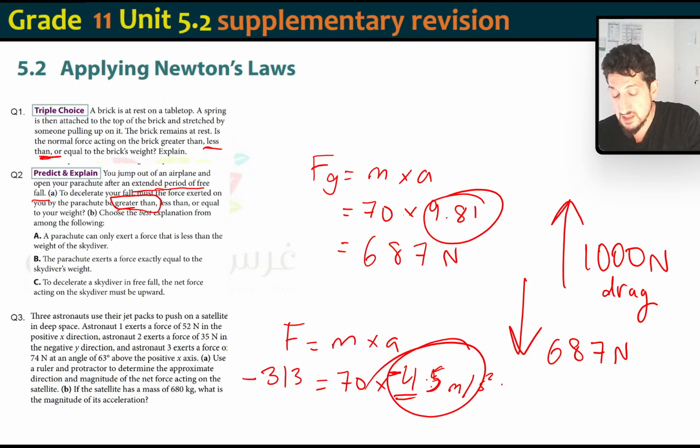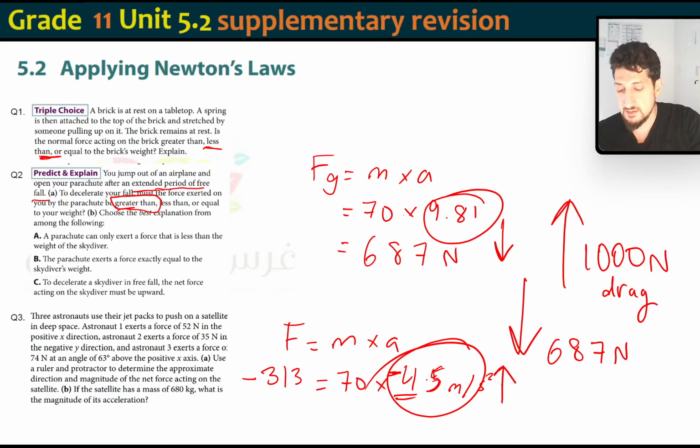In fact, this is what's happening here. So this is negative 4.5 meters per second squared. Why is that? To counter gravity. Gravity is 9.81 meters per second squared down, and this is negative 4.5 meters per second squared up. So what is this going to do? It's going to slow the person down.